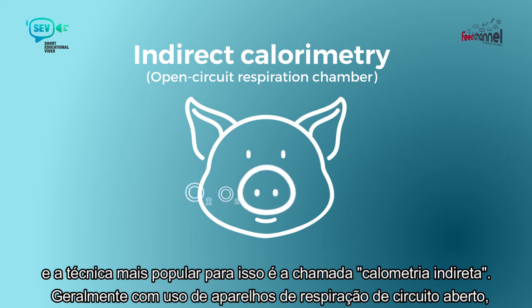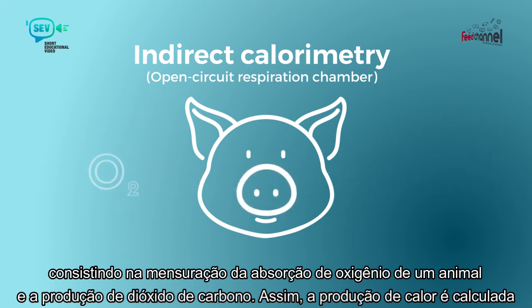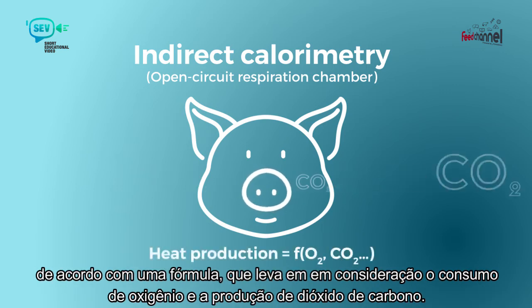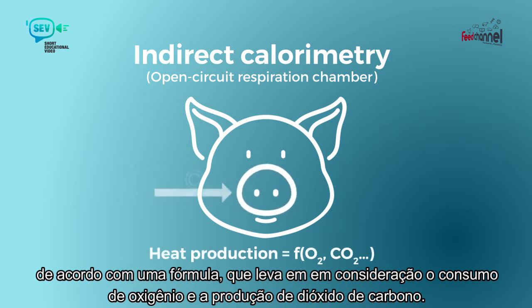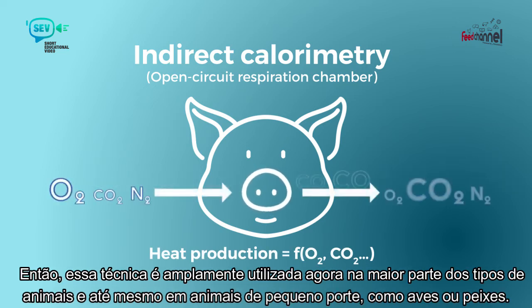and usually in open circuit respiration chambers, consisting in measuring the oxygen uptake of an animal and the carbon dioxide production. And so the heat production is calculated according to a formula taking into account the oxygen uptake and the carbon dioxide production. So this technique is widely used now in most types of animals and even in small size animals like poultry or fish.